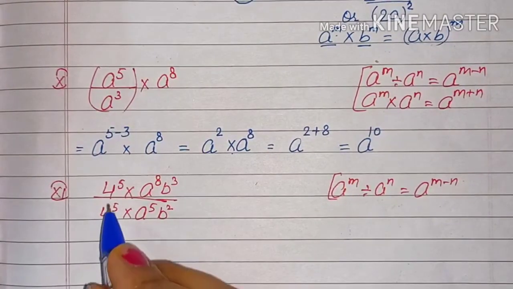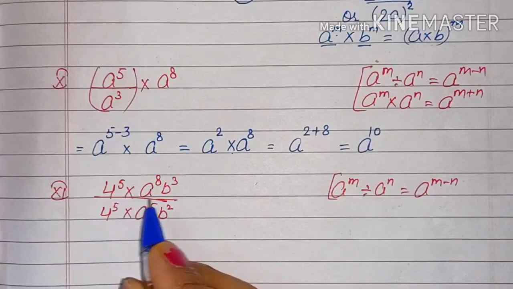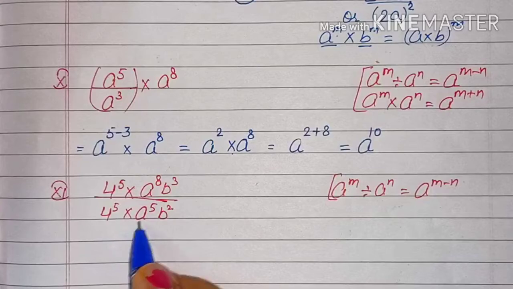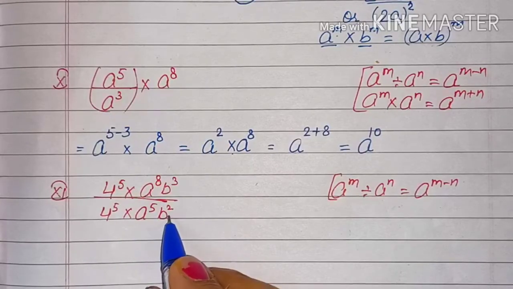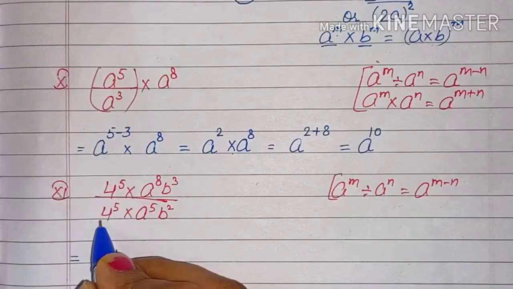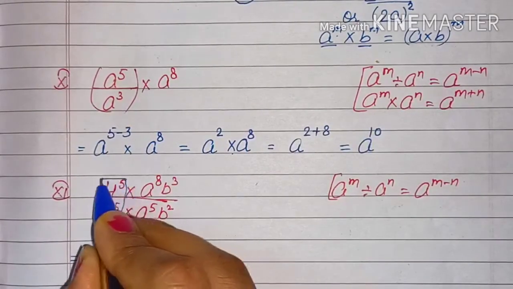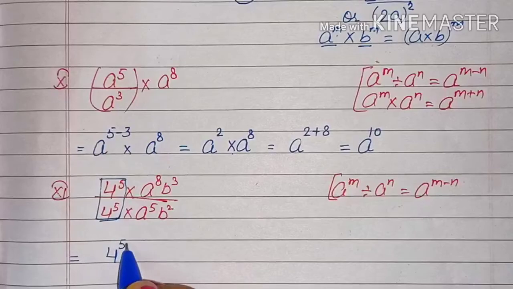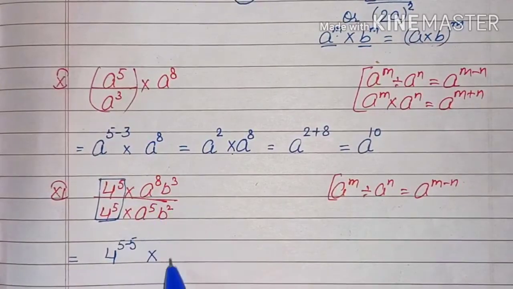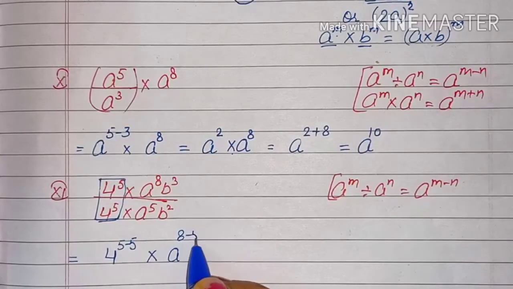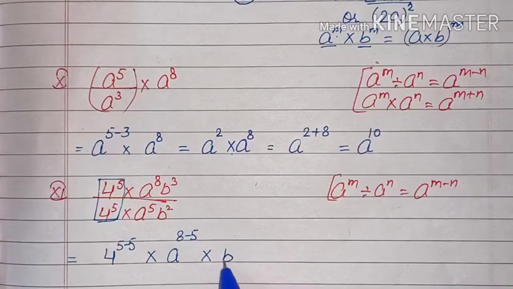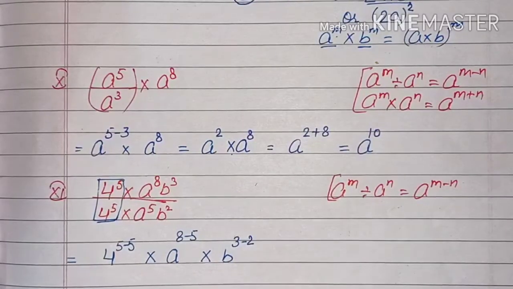In the 11th part, we have 4 raised to power 5 into a raised to power 8 into b raised to power 3 upon 4 raised to power 5 into a raised to power 5 into b raised to power 2. To solve it, we will use the law here. First 4 raised to power 5 upon 4 raised to power 5, subtract the powers, 5 minus 5. Same here, a raised to power 8 minus 5. Bases are same, division is there, then we will subtract the powers. b raised to power 3 minus 2.